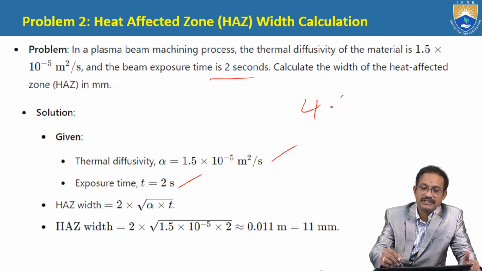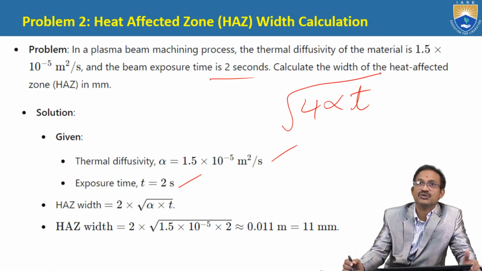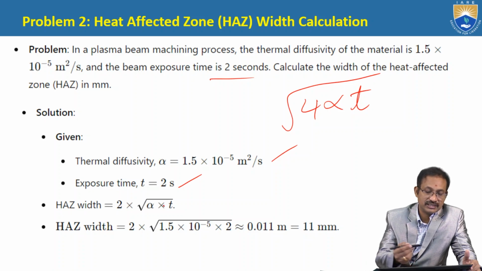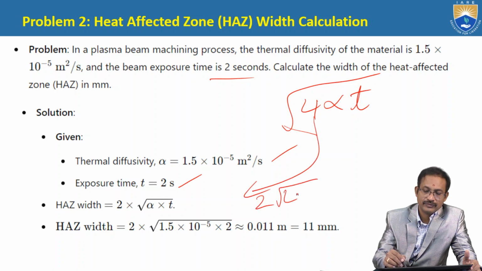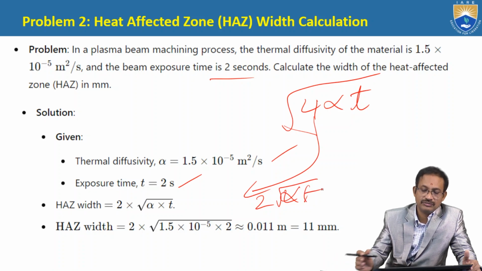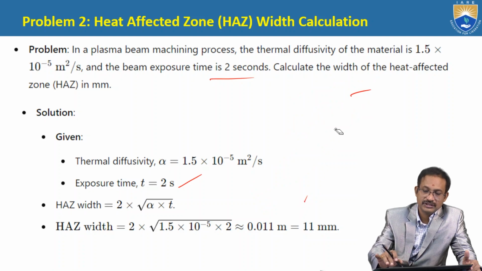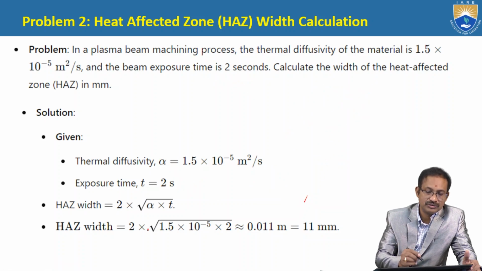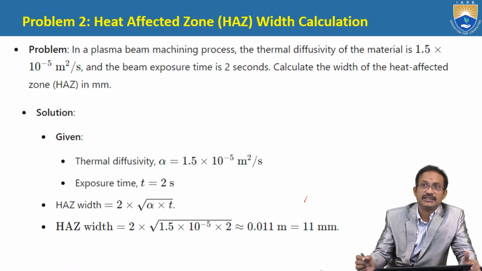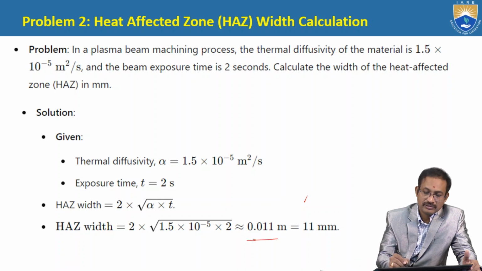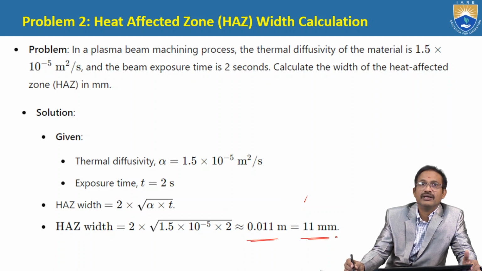The basic formula to find the heat affected zone is square root of 4 alpha T, where alpha equals thermal diffusivity and T is the beam exposure time in seconds. However, the formula is sometimes written slightly modified: if the 4 comes out, then it is 2 times square root of alpha T. Whatever it may be, the answer is the same. So substitute the values of alpha and T, and we get this value, 11 mm.